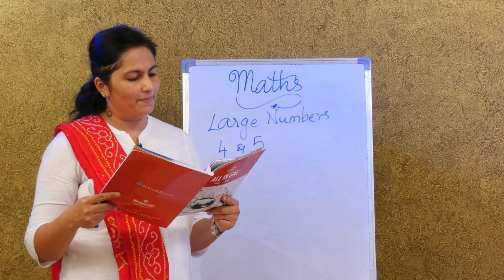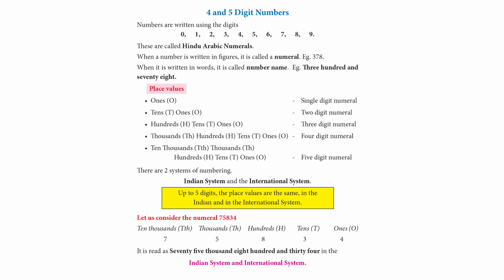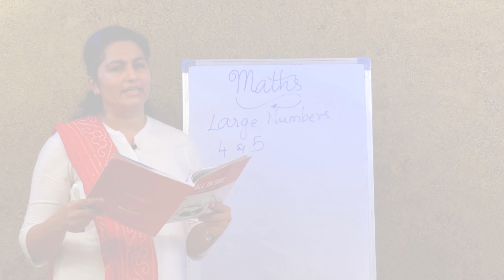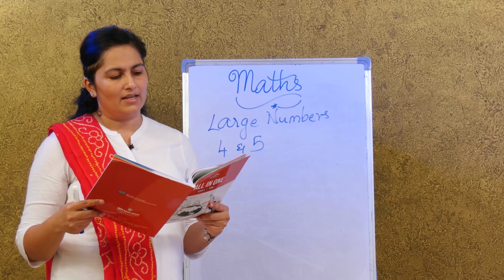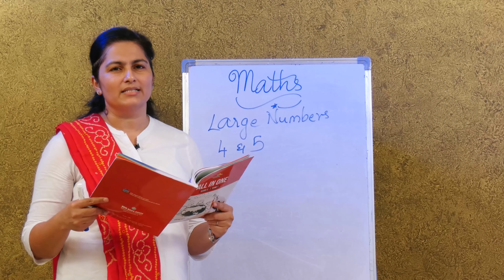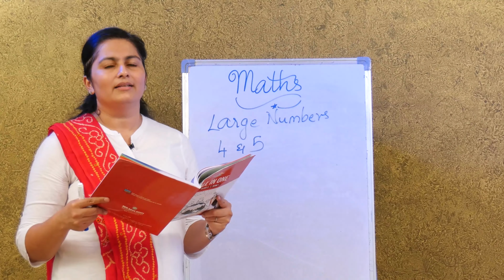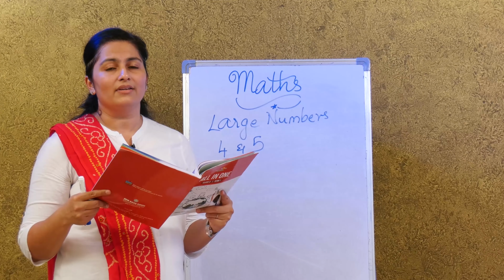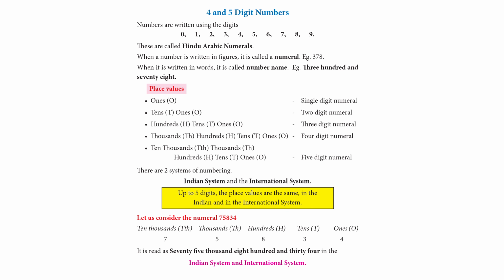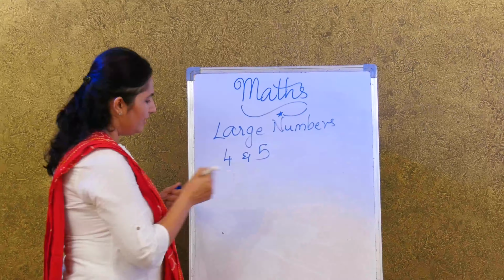Let's look into your book. Numbers are written using digits. We all have learned that so far, 0 to 9, and these are called Hindu Arabic numerals or the Indian system of numbering. And we all know numbers and numerals are the same. When you have to name the number, we use the writing system where we name it in written words. When it is in written words, it is called number names, and when it is in numbers and digits, it's called numerals. Okay, it's easy, right?